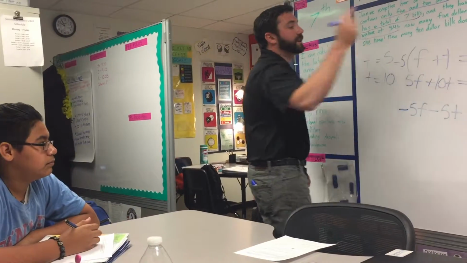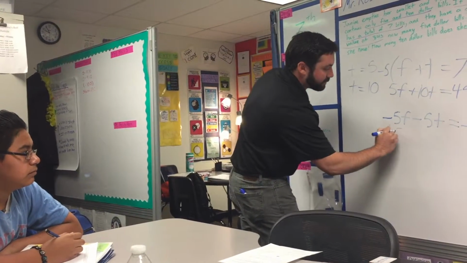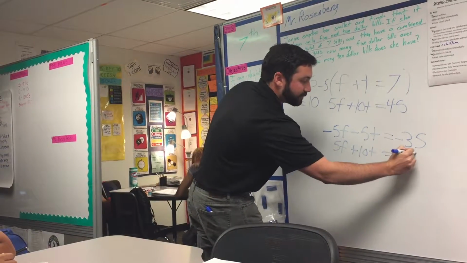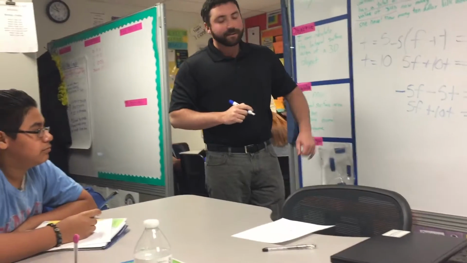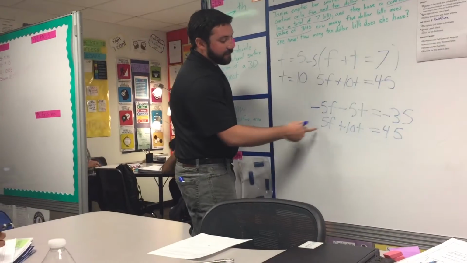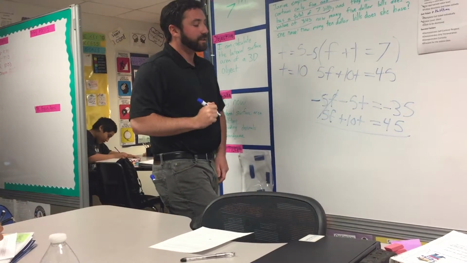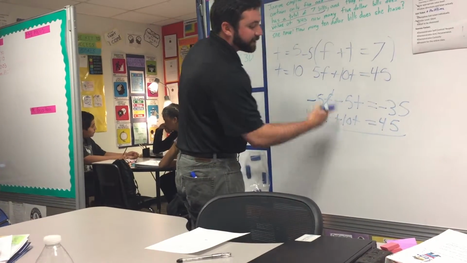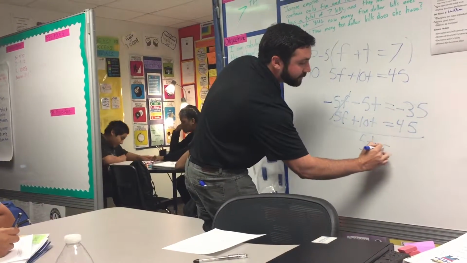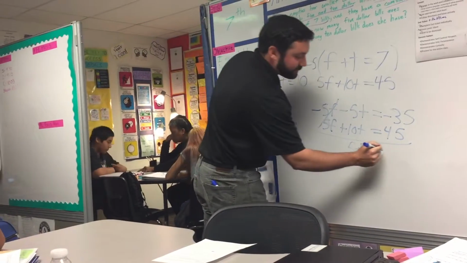Okay, so we just distributed the -5 to the top equation. Now we're going to rewrite the bottom equation underneath that. So we'll put 5F plus 10T equals 45. Okay, now to eliminate, we're going to add these two equations together and combine our like terms. So -5F plus positive 5F, what's that going to give you? 0, right? That's our 0 pair, it's going to cancel out. Then -5T plus 10T will give you 5T. And -35 plus 45 will give you 10.